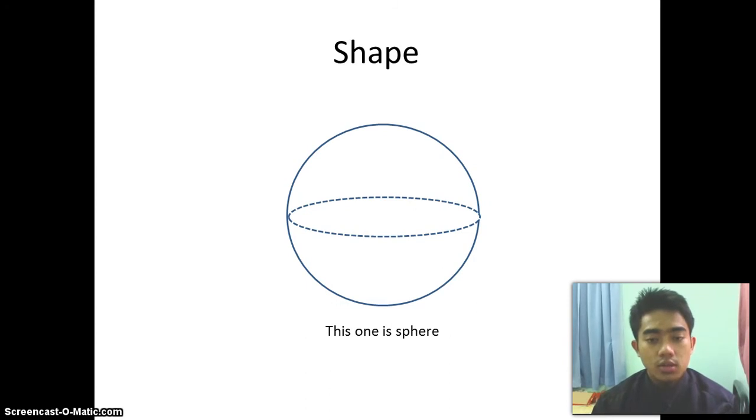The dotted line is the inside and the back of the ball of the sphere, and the line outside is the outermost of the sphere, the surface of the sphere.